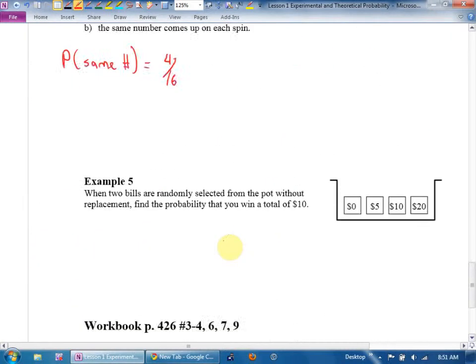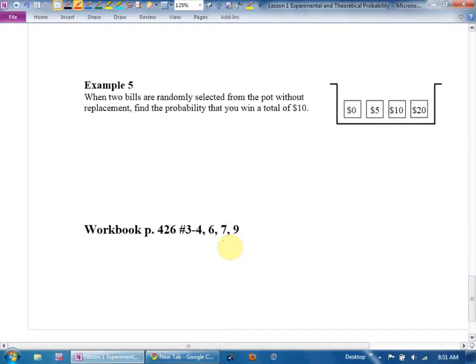Example five. Two bills are randomly selected from the pot without replacement. You know what? That's a key word. We're going to underline the word without replacement. Find the probability that you win a total of $10. Okay. So let's do our tree.